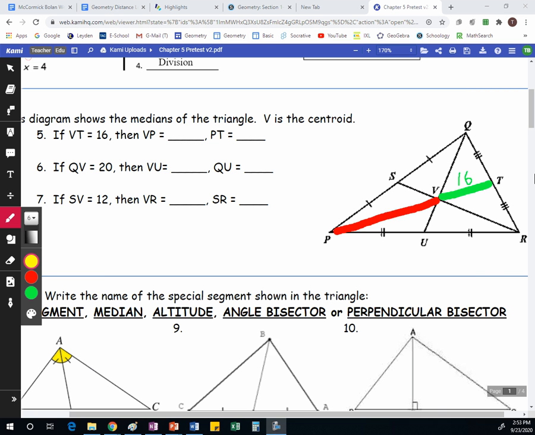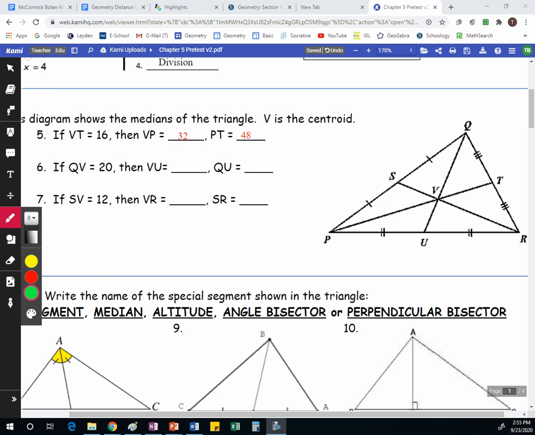Well, in the directions, it says that these are all medians, and that point V is the centroid. That means each of the medians is cut into 2 parts: a short part, in this case the green, and the long part, in this case the red. And the rule is the long part is always twice the short part. So for this problem, VP is going to be 32. And then the follow-up question, PT, that's the whole length. Well, we just add those two together to get 48 for the full length.